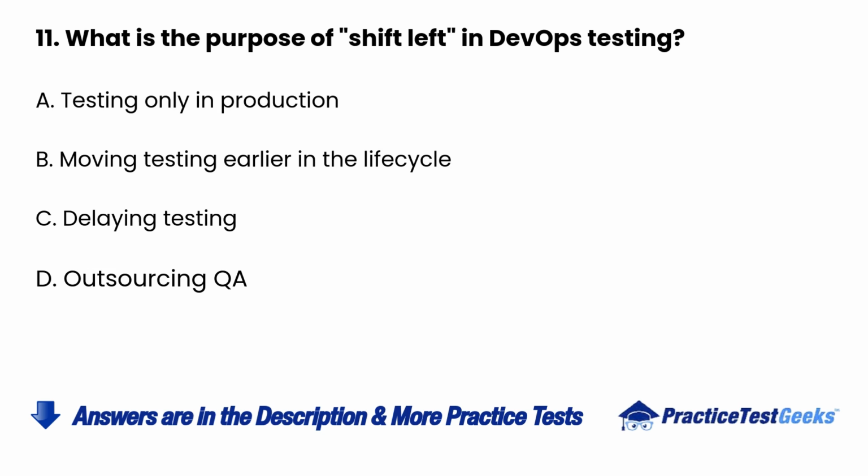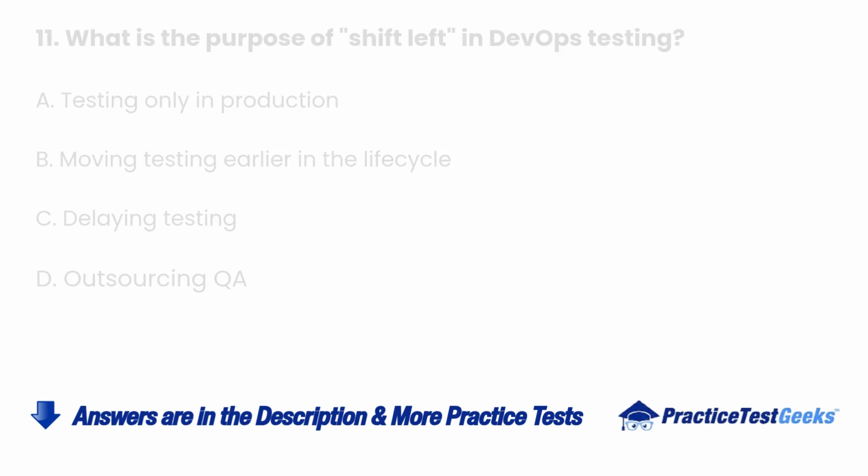11. What is the purpose of shift left in DevOps testing? A. Testing only in production. B. Moving testing earlier in the life cycle. C. Delaying testing. D. Outsourcing QA.